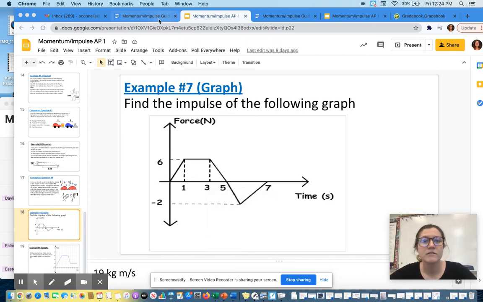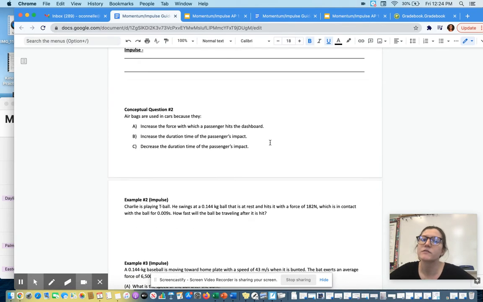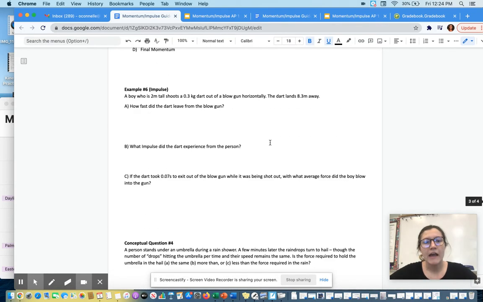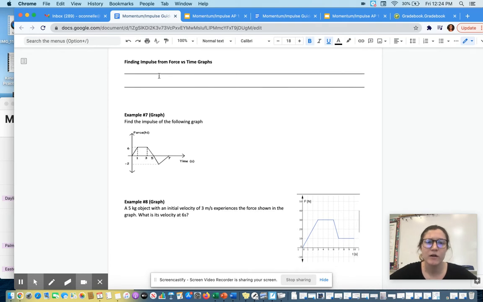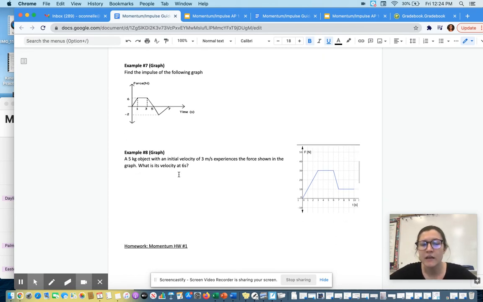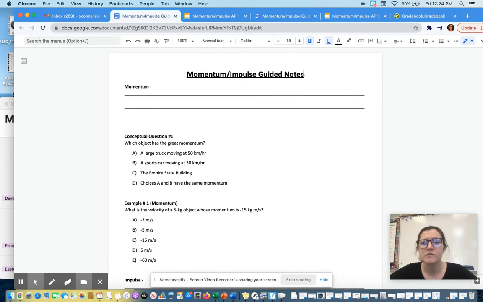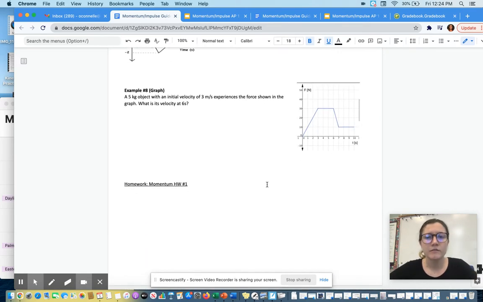So I just need to get through the last two examples that we hadn't gotten to in class the other day. Okay, so this video is about finding impulse from a force versus time graph. It's example number 7 and example number 8 from the first set of guided notes, which are called momentum/impulse guided notes. Okay, so let's get started.